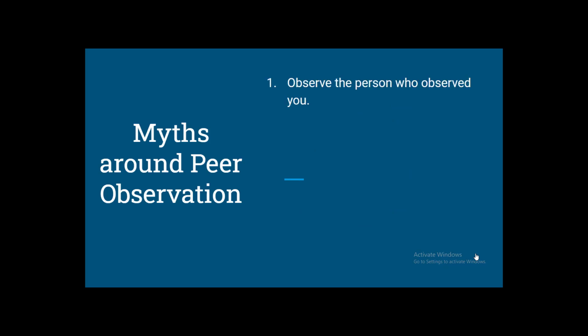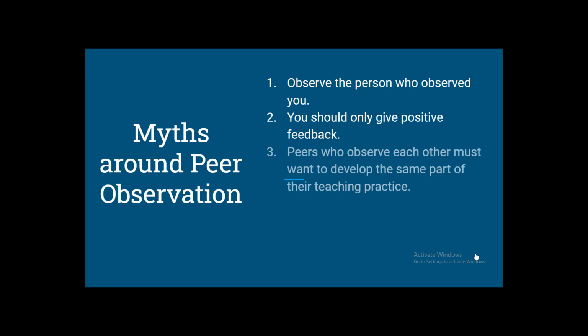Number one, people believe that you can only observe the person who observed you. That is not true. You can observe anyone. Number two, you should only give positive feedback. That would not lead to development. You need to give constructive feedback, beginning from the general to the specific, to allow people to reflect on their own lessons. Number three, peers who observe each other must want to develop the same part of their teaching practice. That is not true. You can have different focus areas.